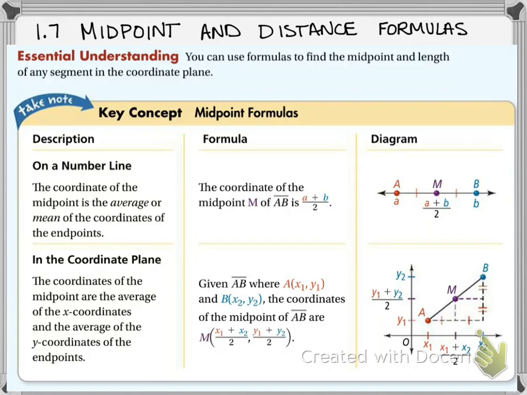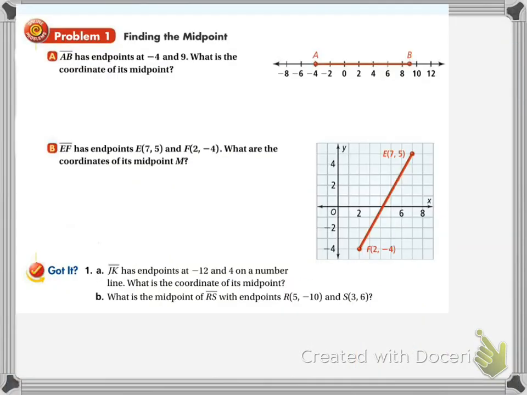When we go to two dimensions, a coordinate plane where you have x and y and it's a slanted line, you have to find the average of the x values and the average of the y values. So the formulas to know are a plus b divided by 2, and this more complicated one where you take the two x values and divide by 2 to get the x value of the midpoint, take the two y values, add them together, divide by 2 to get the y value of the midpoint. Okay. So let's look at some examples.